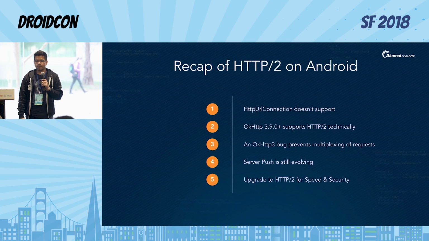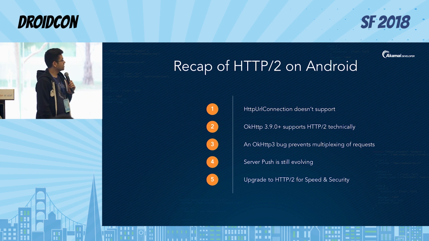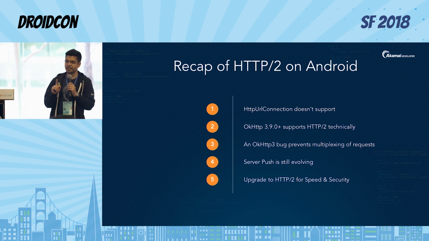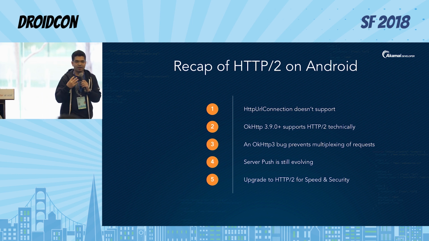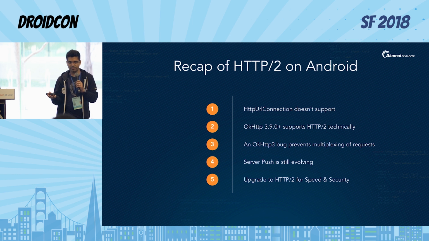So a bit of a recap. Your HttpURLConnection won't support HTTP2. OkHttp does, with a few caveats. There is a bug in OkHttp right now which prevents all the requests from being sent over the same TCP connection. So it's still sending all of the requests as separate TCP connections, still making a queue over it. It was supposed to get solved in OkHttp3, but hasn't been yet.